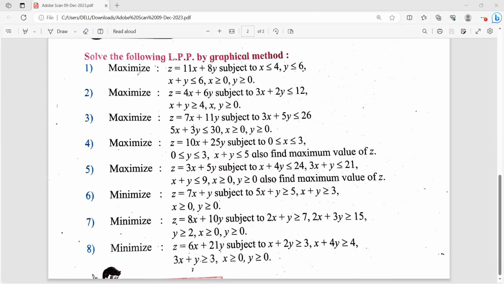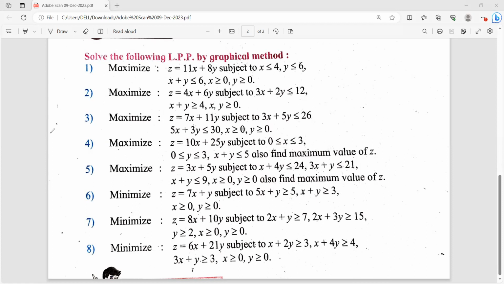Now, as you all know, students, in a linear programming problem, I have to either maximize or minimize. That is, the problem is an optimization type of problem. The first question is maximize, and the second, third, fourth, fifth are all about maximization, and the sixth, seventh, eighth are all about minimization. So I will solve 2 problems on maximization and 1 problem on minimization. From 8 questions, I'll be solving 3 for you. So let's begin with the first itself.